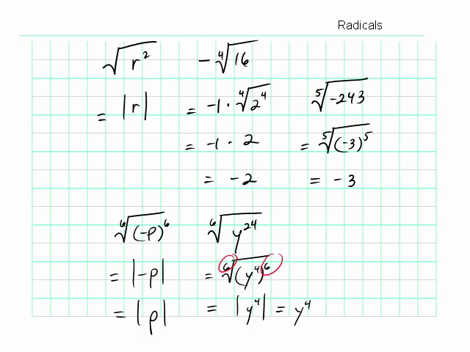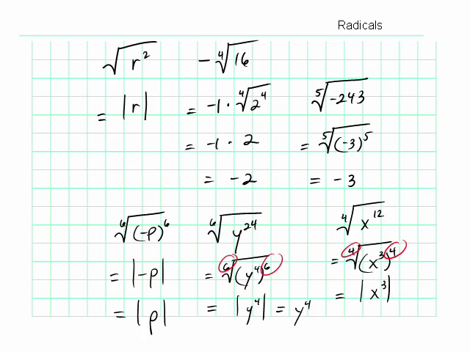And last one, the fourth root of x to the 12th. You can think of x to the 12th as x to the third to the fourth power. These are the same, and so according to our rule, since it's an even index, an even root, this is the absolute value of x cubed.